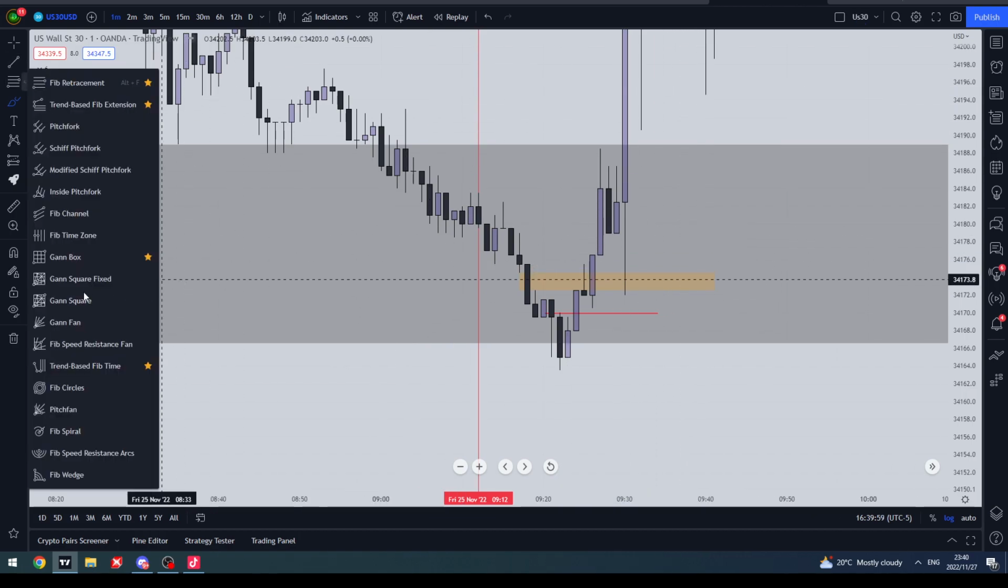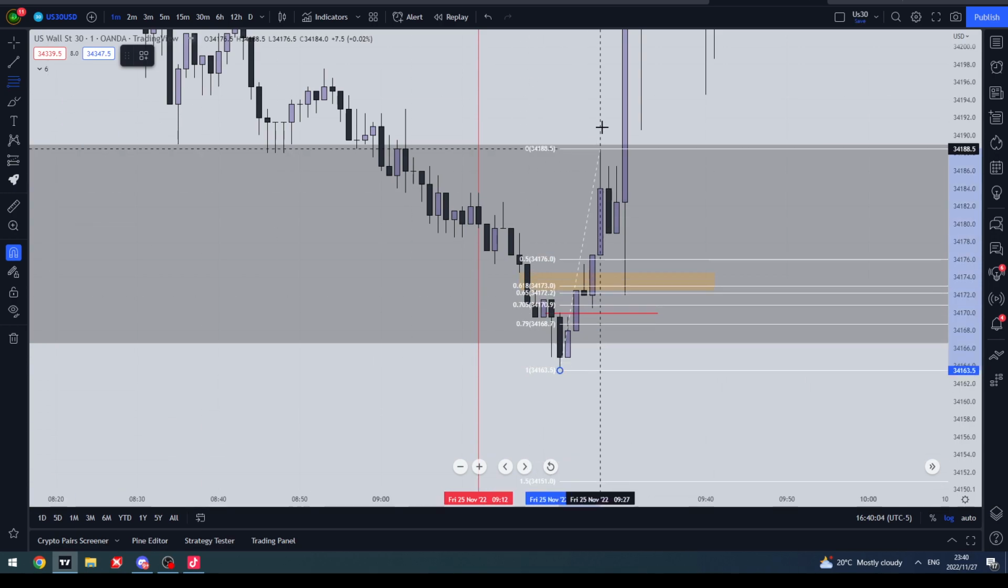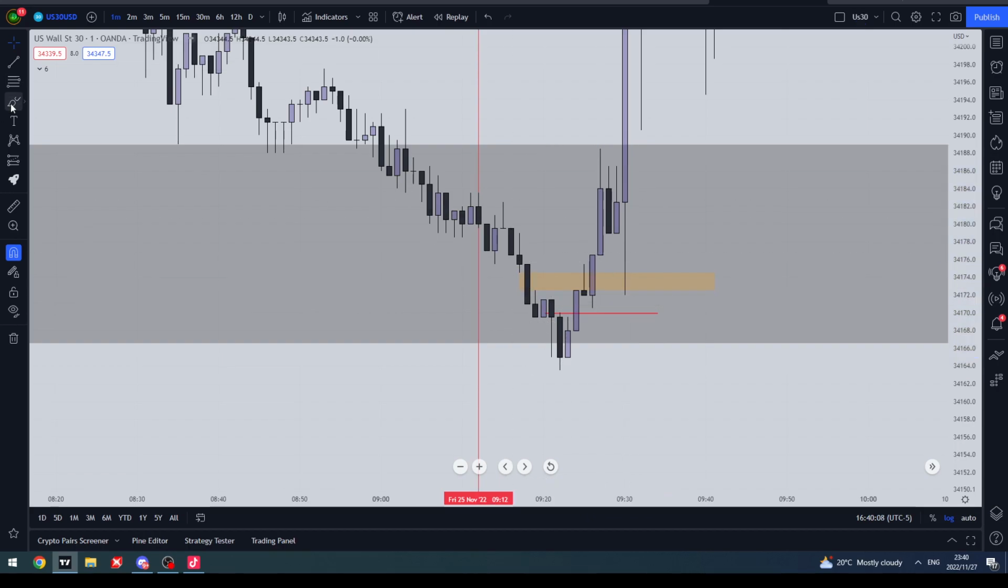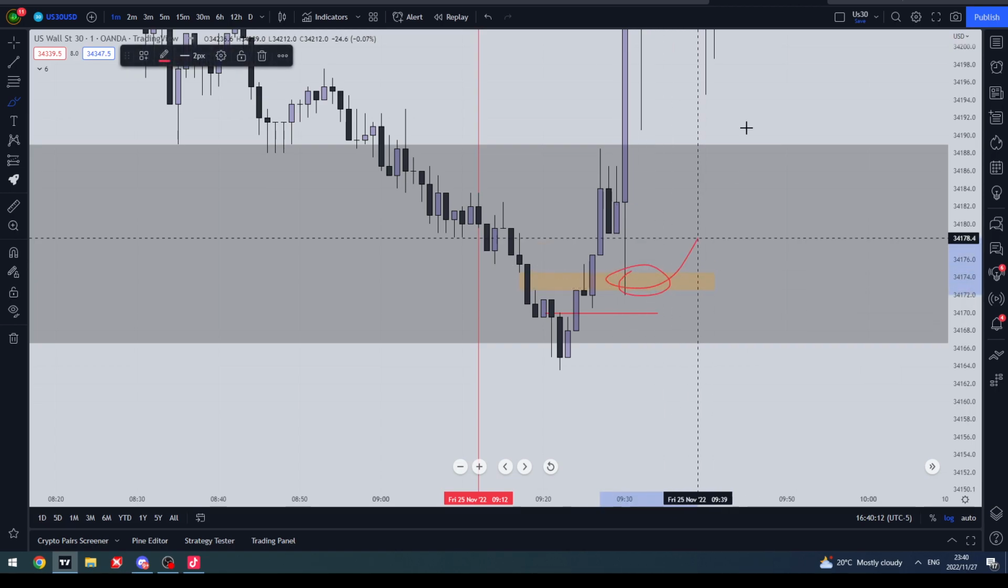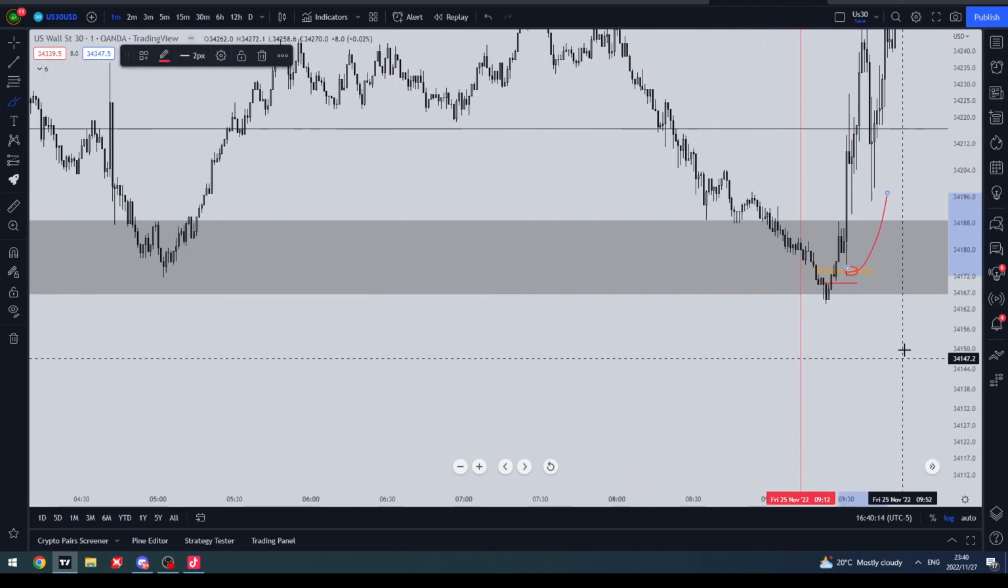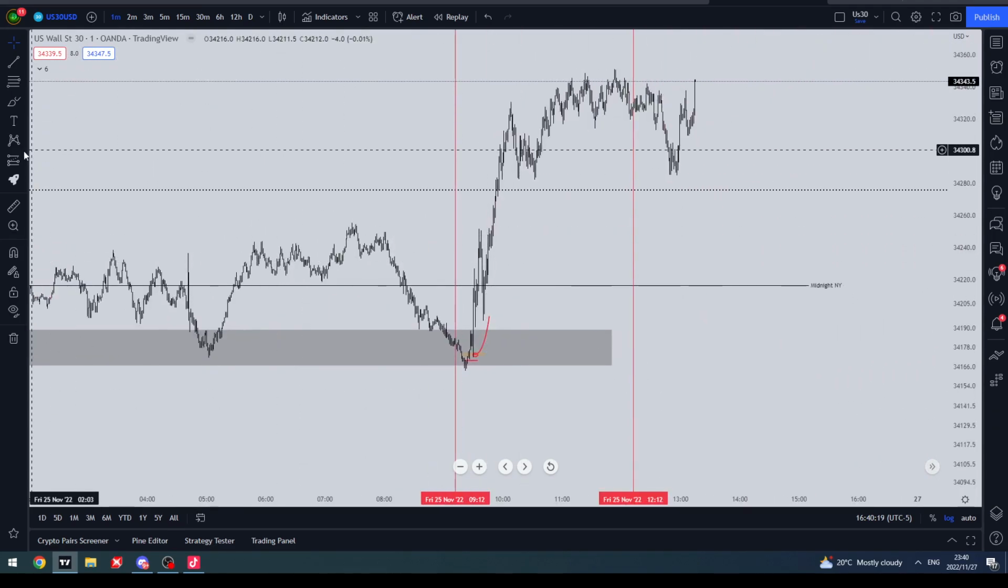And I'm sure this would be below the 50%. It's actually the 61.8%. You could have set an order there. You stop below there. And this is all you could have taken. Let's have a look.